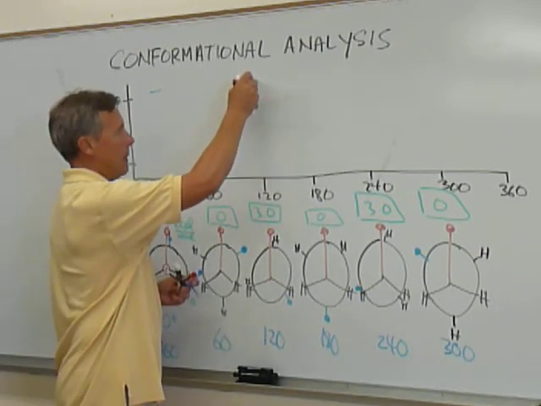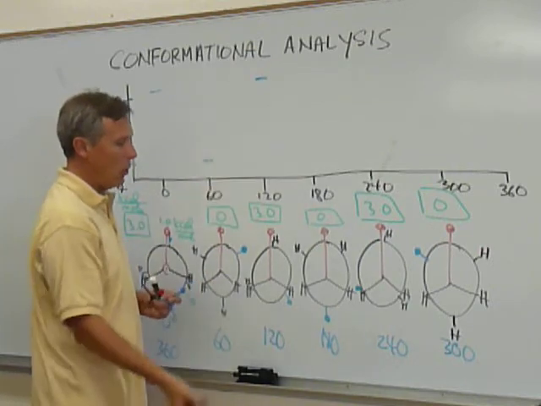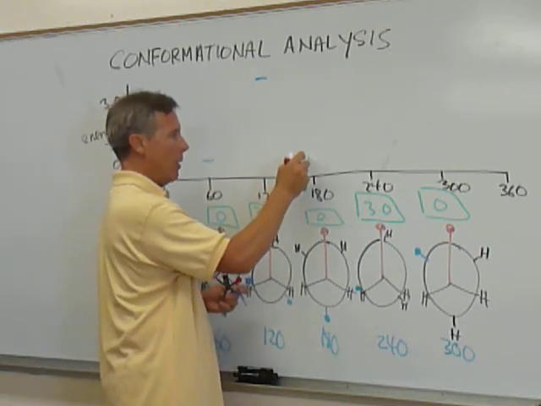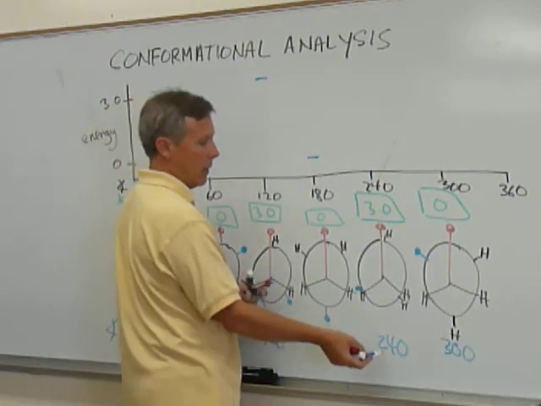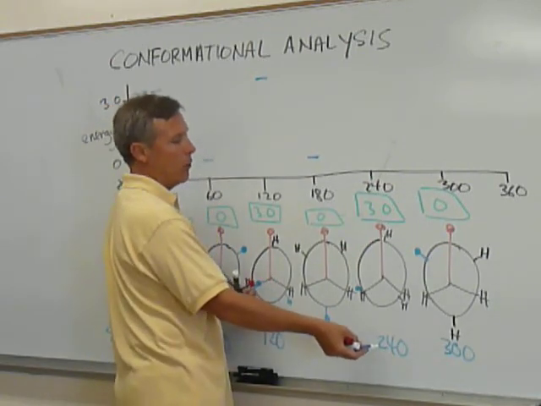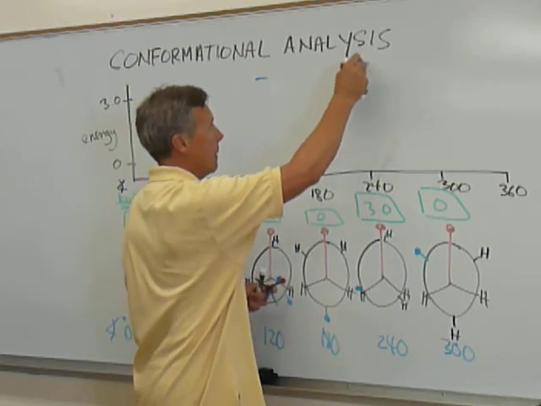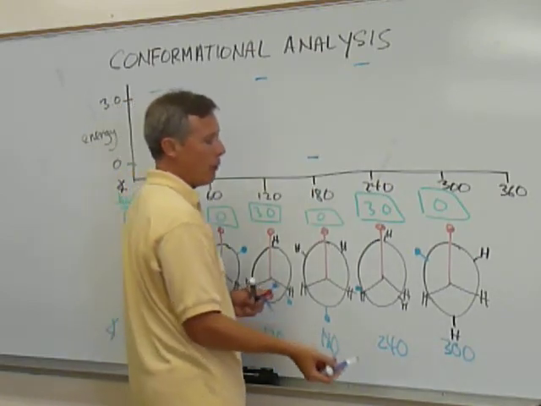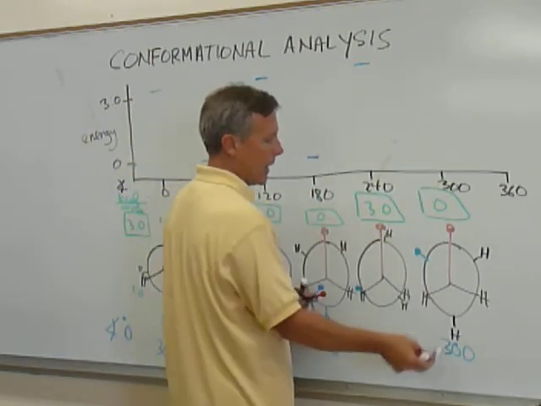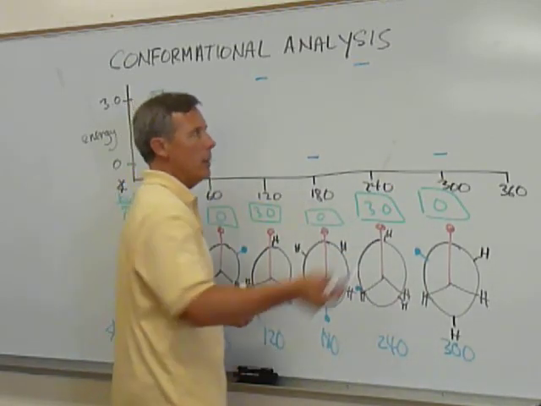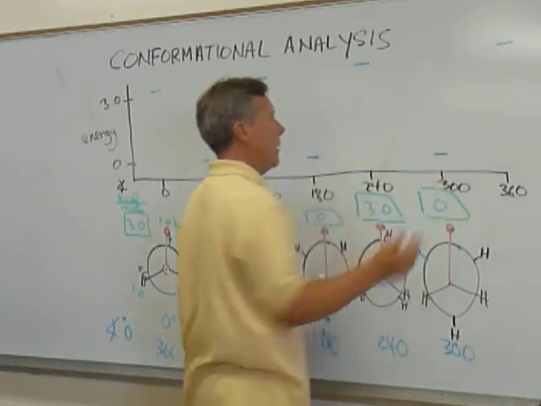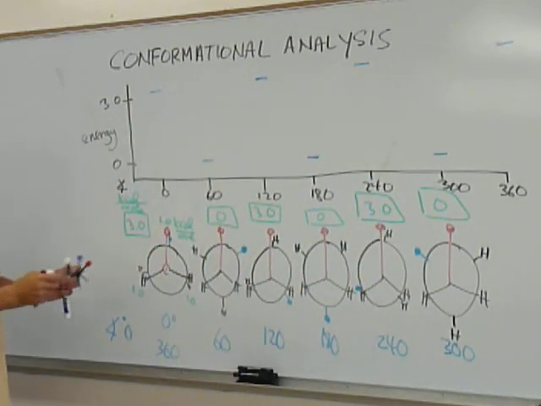120 has an energy value of 3 kcals per mole. 180, our anti-conformer, 0 kcals per mole. Our eclipse conformer with dihedral angle of 240 has an energy value of 3 kcals per mole. And at this dihedral angle of 300, the energy value is 0. At 360, we can mark a point, the repeat of our dihedral angle of 0.